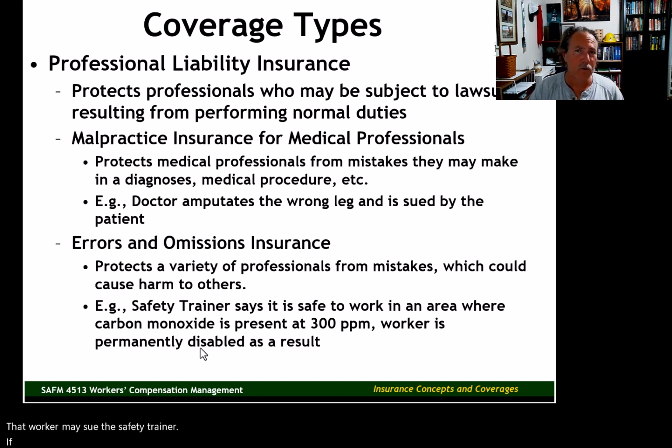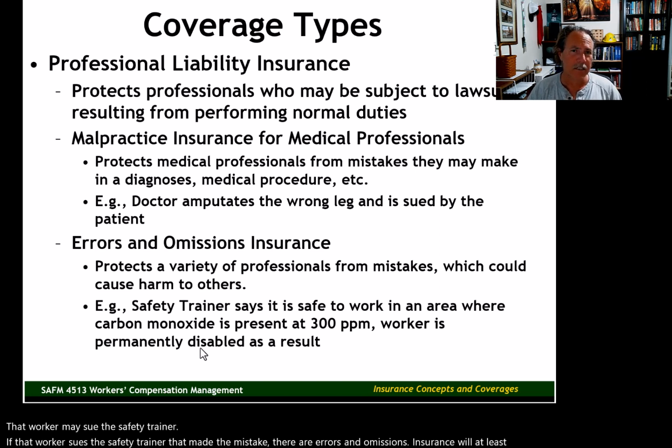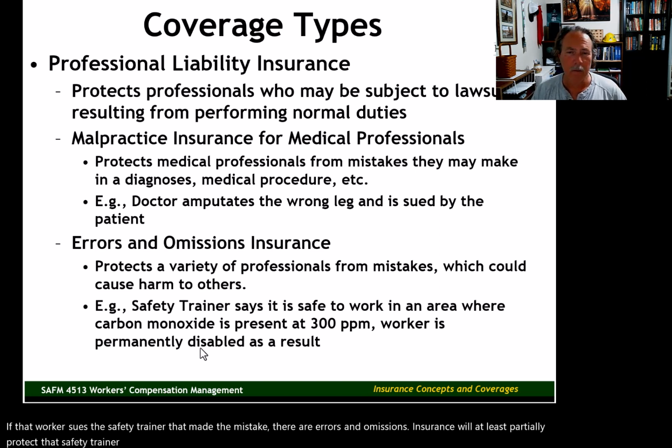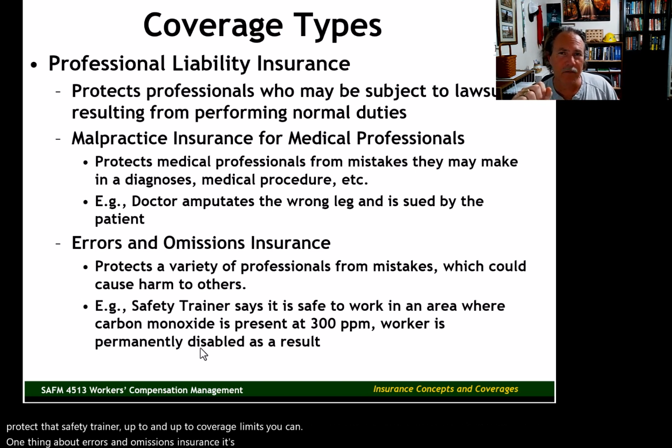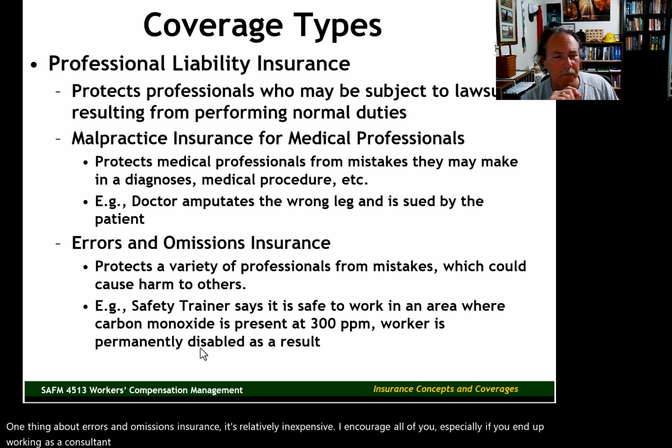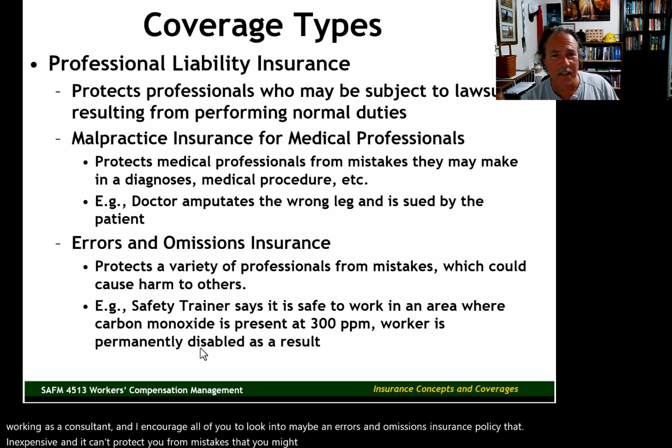If that worker sues the safety trainer that made the mistake, their errors and omissions insurance will at least partially protect that safety trainer, up to coverage limits. One thing about errors and omissions insurance, it's relatively inexpensive. I encourage all of you, especially if you end up working as a consultant, to look into an errors and omissions insurance policy that's inexpensive, and it can protect you from mistakes that might result in harm to others in some cases.